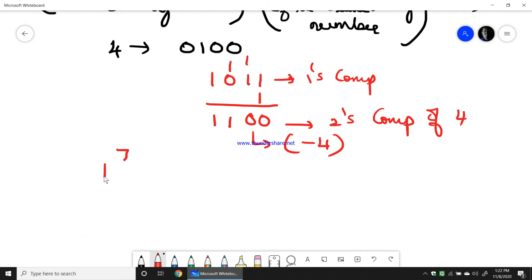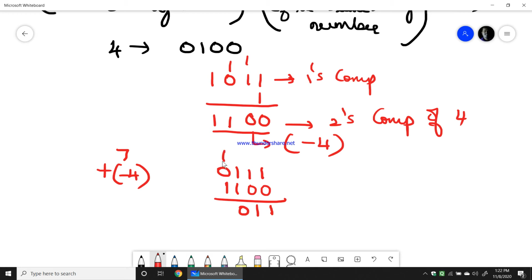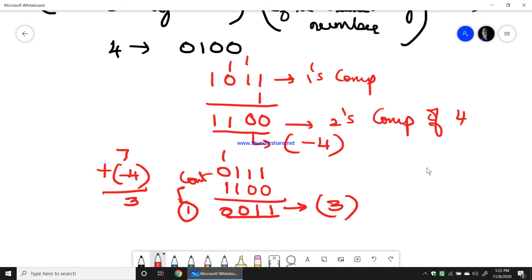Now I'll add 7 with minus 4. It means that take 7 and add that is minus 4, 1 1 0 0, which will give me 1 plus 0 is 1, 1 plus 0 is 1, 1 plus 1 is 0 and carry 1, 1 plus 1 is 0 and carry is 1. Therefore you see this 0 0 1 1 is nothing but 3, whereas this one will be shown in Cout. So we know decimal 7 minus 4 is what? 3. So we got 3 at the end. So this is how we perform the parallel subtraction when we have 4-bit binary numbers.